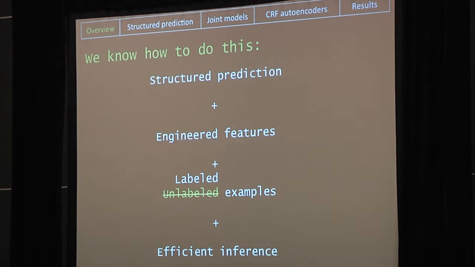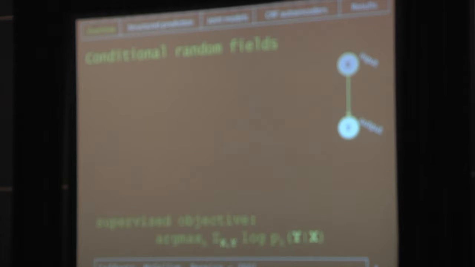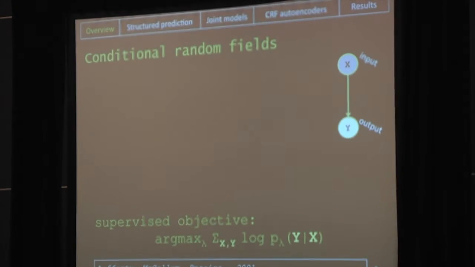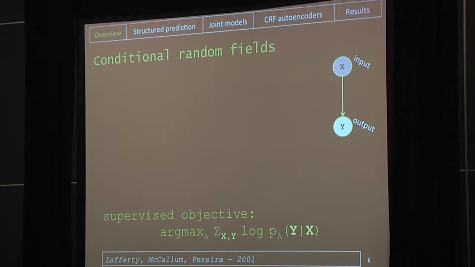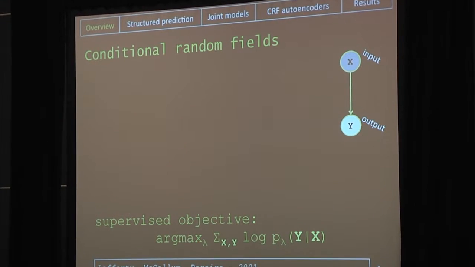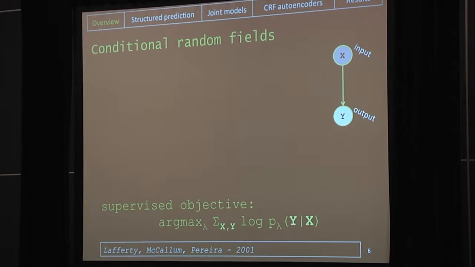So let's start with a less ambitious goal. If we want to do these things, but we only care about training with labeled examples, we can use a conditional random field. CRFs sound like a good starting point to achieve what we really want, which is to train with unlabeled examples. They model the structured output y given the structured input x, and we train them by maximizing the conditional log likelihood of y given x for all x, y pairs in the training set.